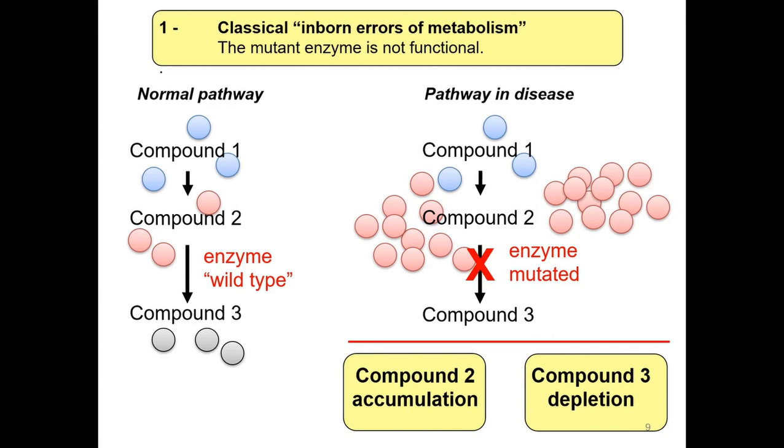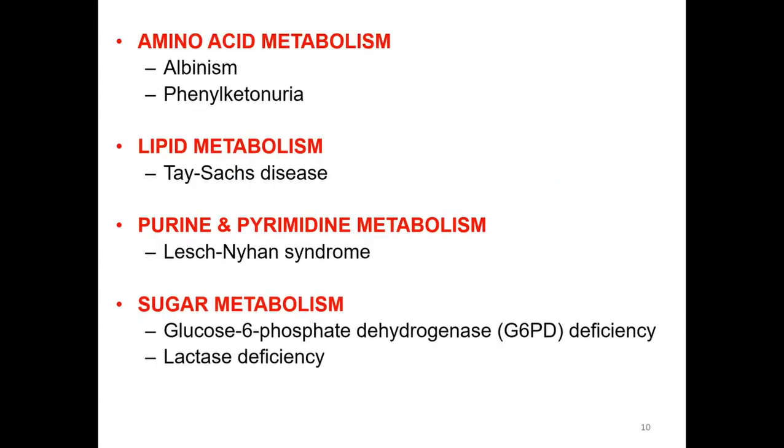And the other possibility is that we need compound 3 for the body to function, but actually since the enzyme is mutated, we can't produce enough compound 3, and compound 3 is really needed, so we get a disease. So these are the inborn errors of metabolism of this first mechanistic group that we're going to look at in this lecture. So these are examples of the classic inborn errors of metabolism where the mutant enzyme is not functional.